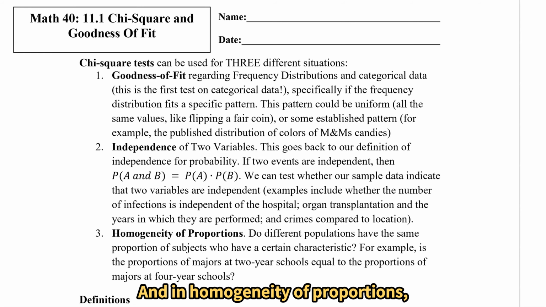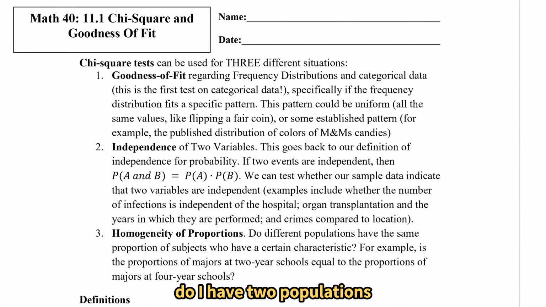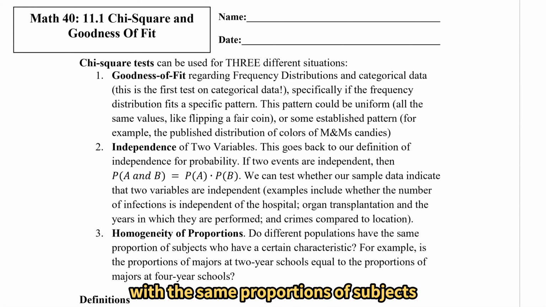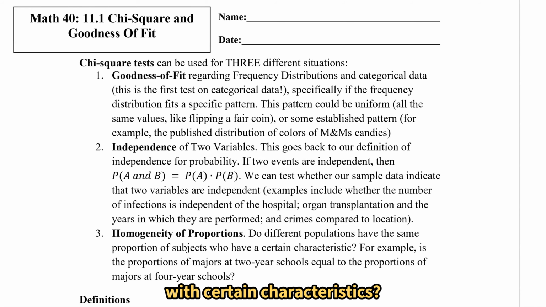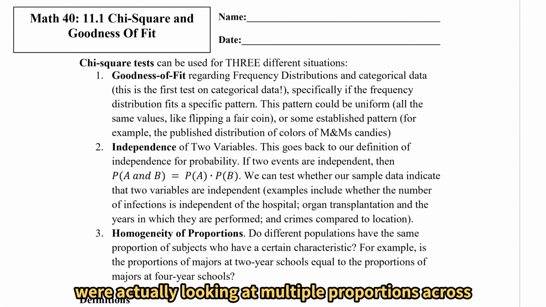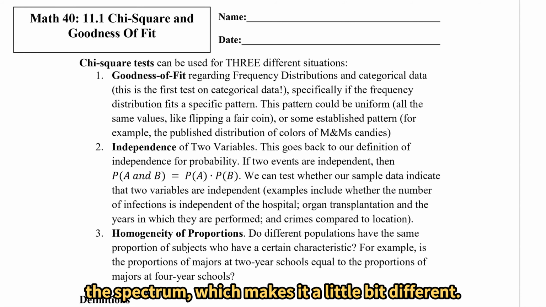And then homogeneity of proportions. Do I have 2 populations with the same proportions of subjects with certain characteristics? This is different from our hypothesis test on 2 proportions because we're not just looking at 2 proportions for 2 populations. We're actually looking at multiple proportions across a spectrum. So it makes it a little bit different.